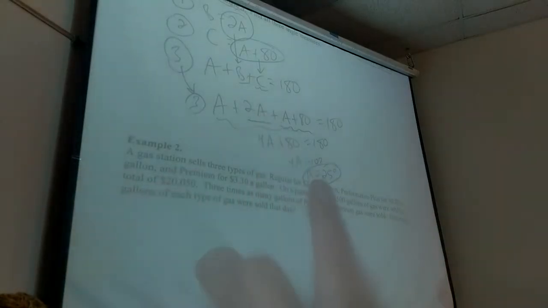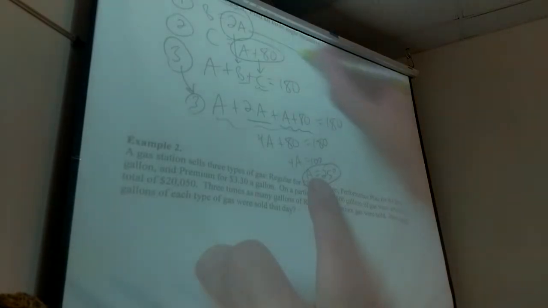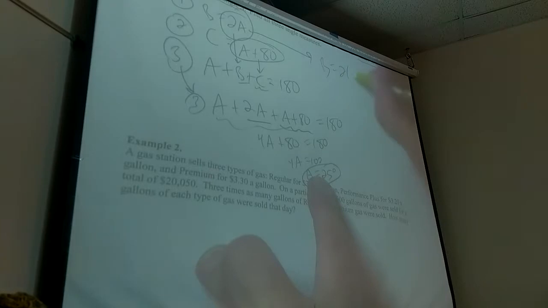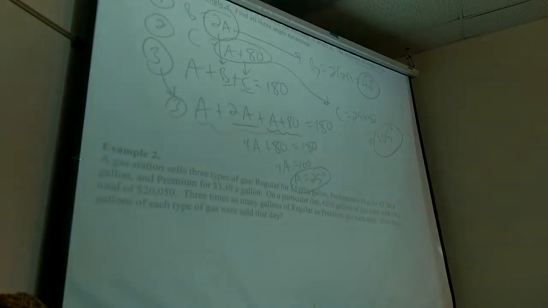So I get A is 25 degrees. So that means B, I like it, it's 50 degrees. And C, 105 degrees. How do you check your work? Add them all up and it's supposed to make 180. They do, yay.